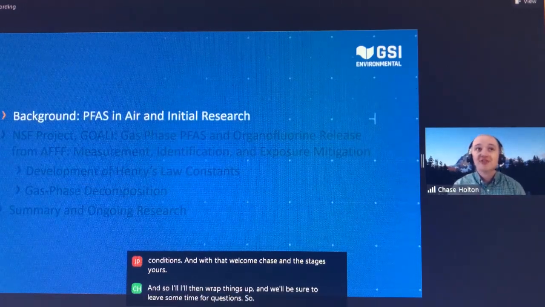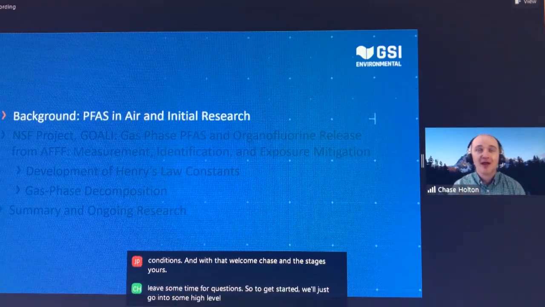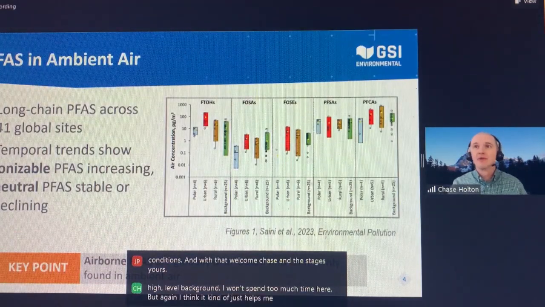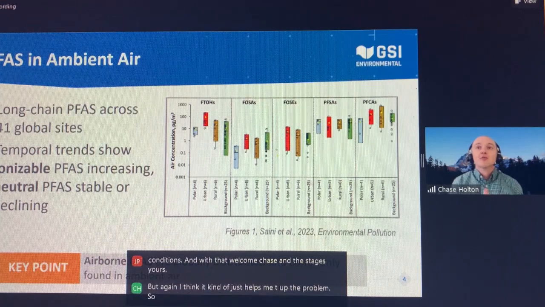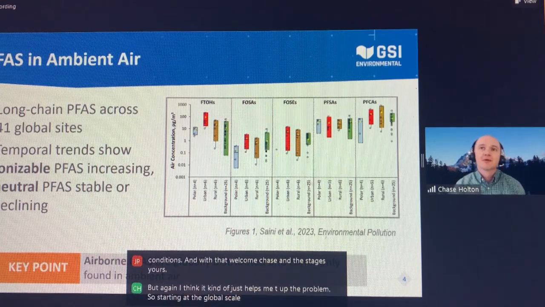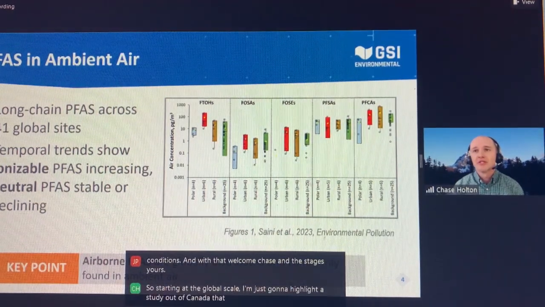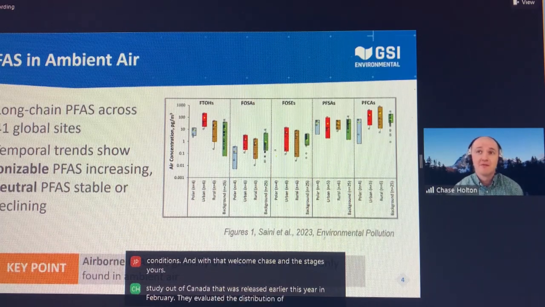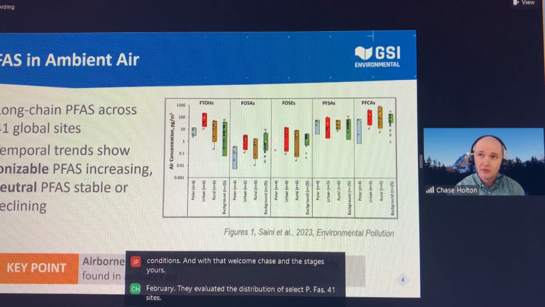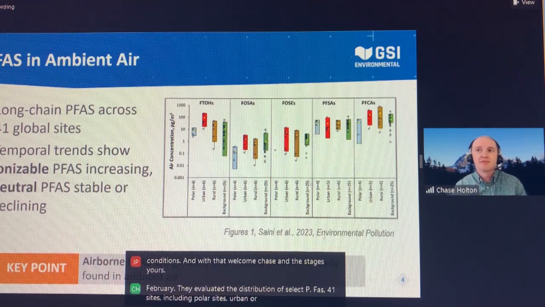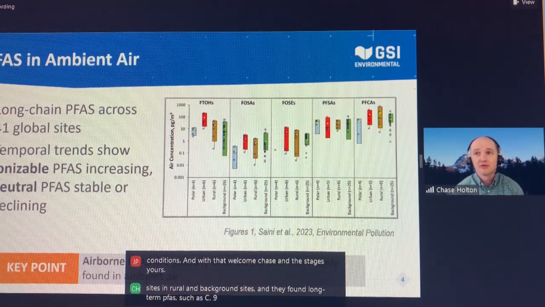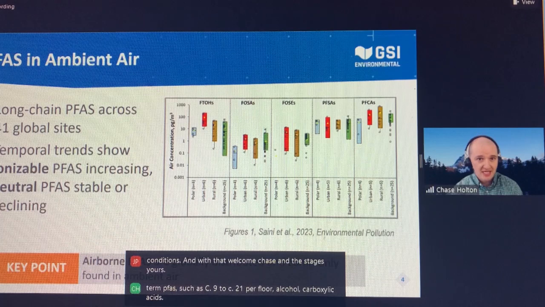So to get started, we'll just go into some high-level background. I won't spend too much time here, but again, I think it just helps me tee up the problem. So starting at the global scale, I'm just going to highlight a study out of Canada that was released earlier this year in February. They evaluated the distribution of select PFAS at 41 sites, including polar sites, urban or city, heavily populated sites, and rural and background sites.